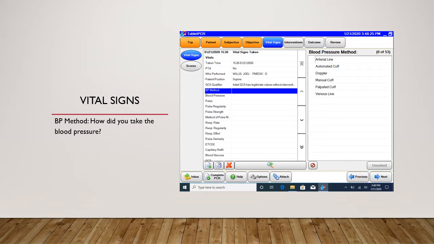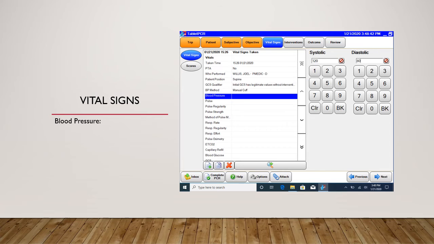Blood pressure method, how did you obtain it? Everybody's first blood pressure should be with a manual cuff to have a baseline. Then if you want to use an automated cuff after that, that's fine. What the blood pressure is, 120/80. I should go back when we were on blood pressure method. If you have to do it by palpation where you can't hear the bottom number, then it needs to be palpated, and then this will be blocked out.